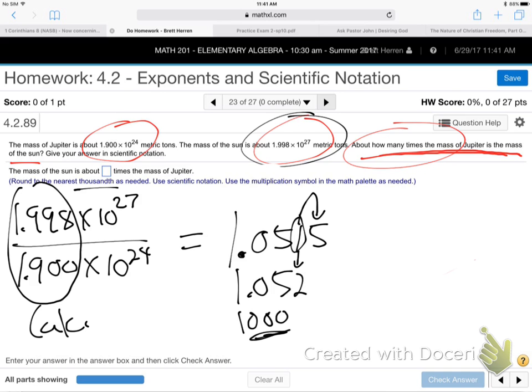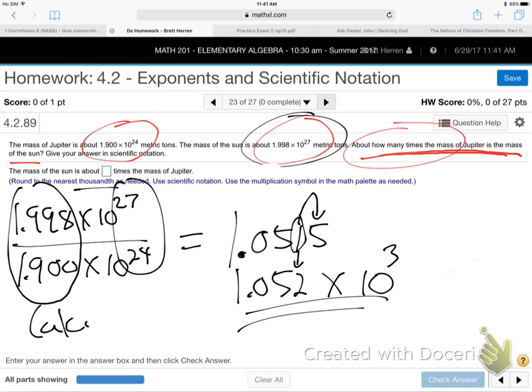Does that make sense? Times 10 to what power? What do these powers do? Subtract 3. Done. Is that good? They want, it says right here, use scientific notation. They want a scientific notation answer.